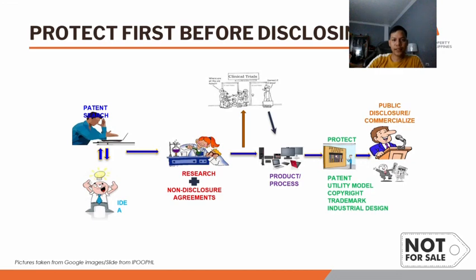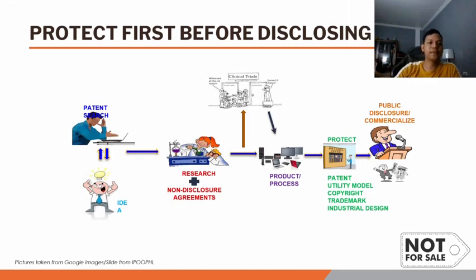So we are in the last slide. So these are really important reminders here. Protect first before disclosing. Okay, so just a recap here. You have this patent search. You will search your idea of your possible invention. Okay, that is coming from your idea. You will search on that.